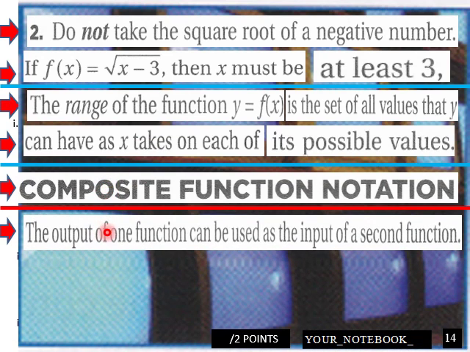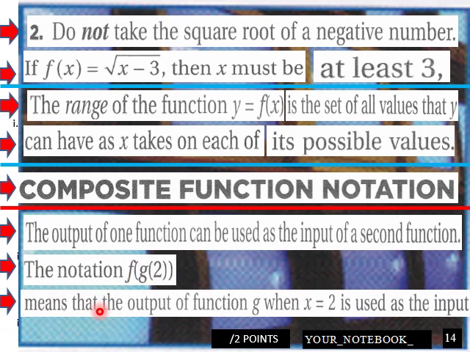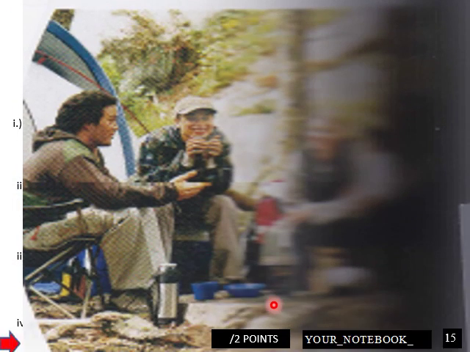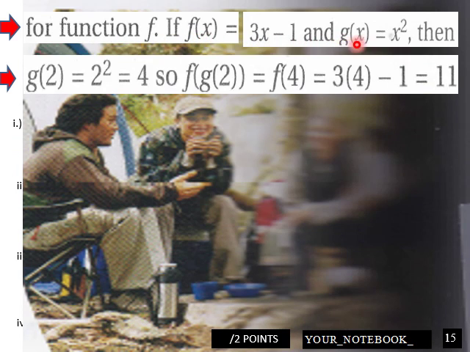Composite function notation. The output of one function can be used as the input of a second function. The notation f of g of 2 means that the output of function g is used as an input for function f. If f of x equals 3x minus 1 and g of x equals x squared, then g of 2 is 2 squared, which equals 4, so f of g of 2 would be f of 4, which would be 3 times 4 minus 1.